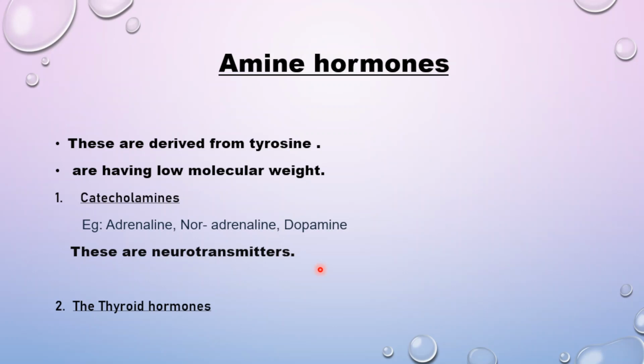Amine hormones. When we talk about amine hormones, there are two types: catecholamines and thyroid hormones. Examples for catecholamines are adrenaline, noradrenaline, and dopamine. Catecholamines are neurotransmitters. These amine hormones are derived from tyrosine. Amine hormones have low molecular weight.